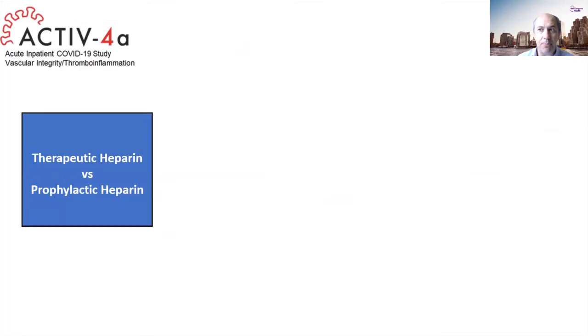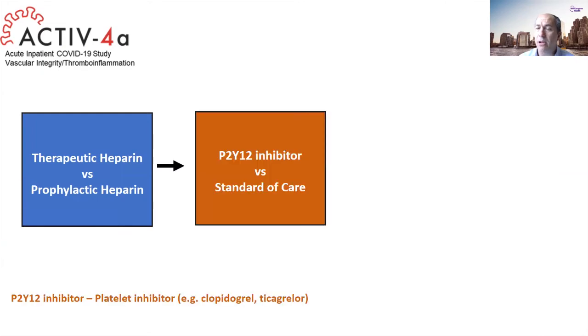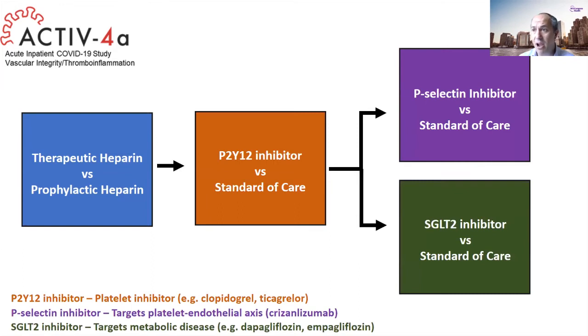But I think pretty amazingly, in a very short period of time, we learned a lot about different doses of heparin from ACTIV-4A. We learned about P2Y12 inhibitors, but it's still ongoing. We are learning about P-selectin inhibitors. And as you heard, the endothelium is a very important potential nidus, and a P-selectin inhibitor affects both the platelet as well as the endothelium. So that's a very attractive target. And we are studying the SGLT2 inhibitors.